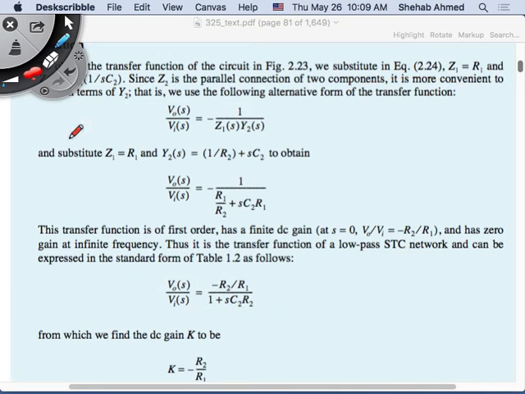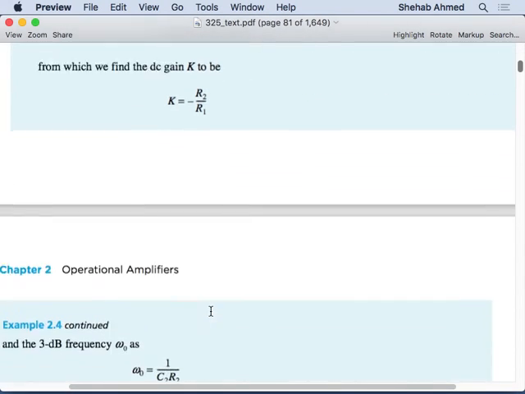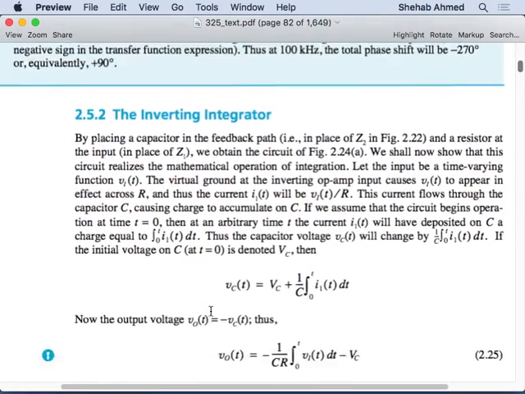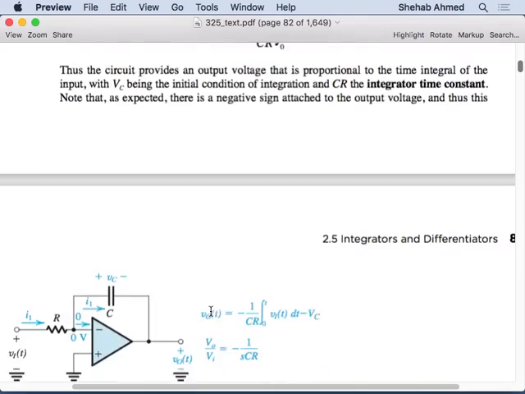That's why we started with the general circuit. Since this is a transfer function of the general circuit, we know the DC gain, we know the input, we know the output. We've studied this before, I'm not going to calculate this. And then we went to the integrator right away. How does the integrator work?